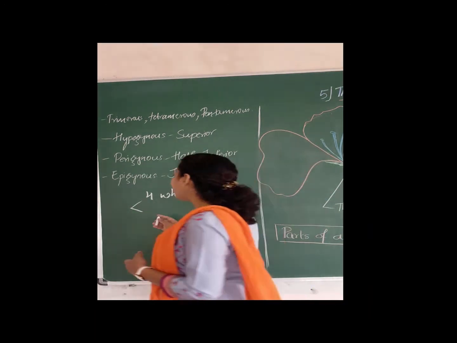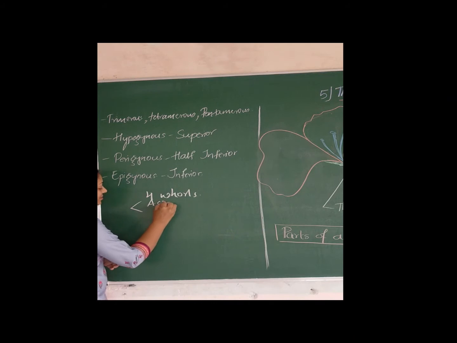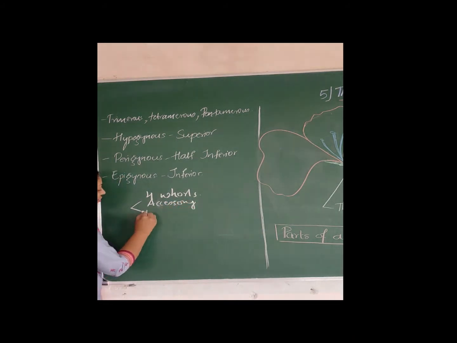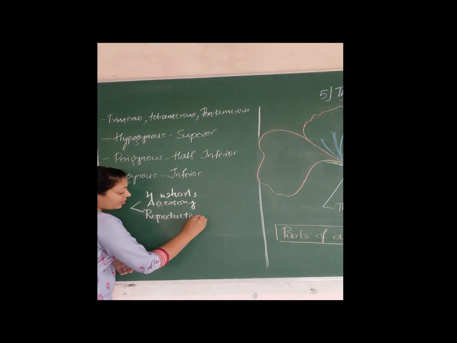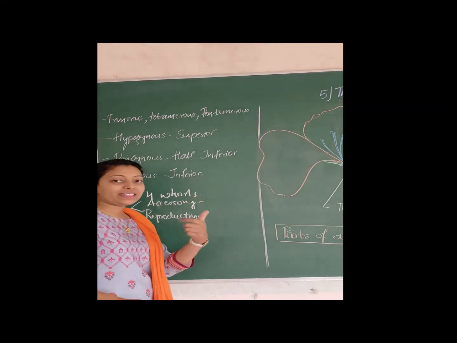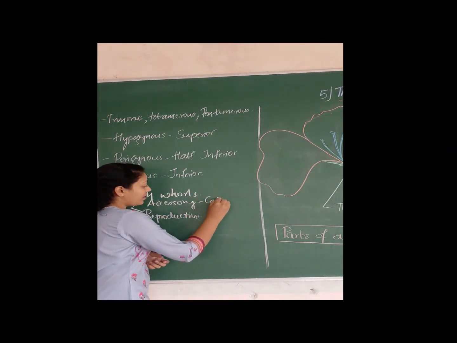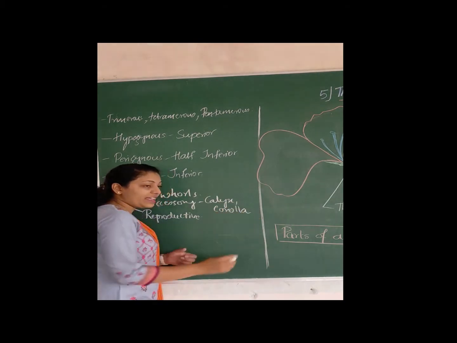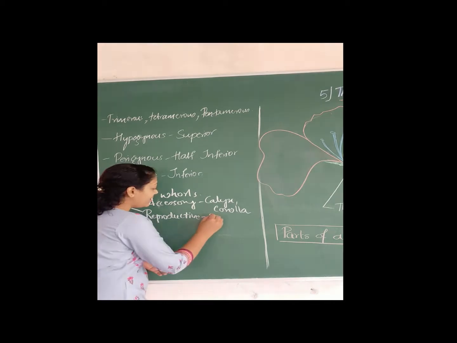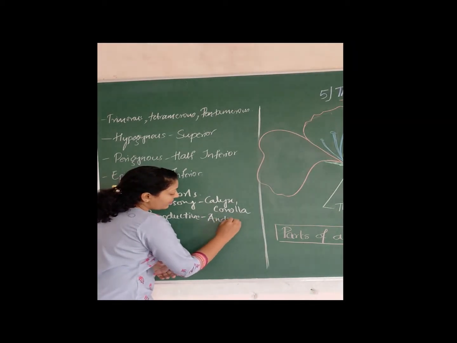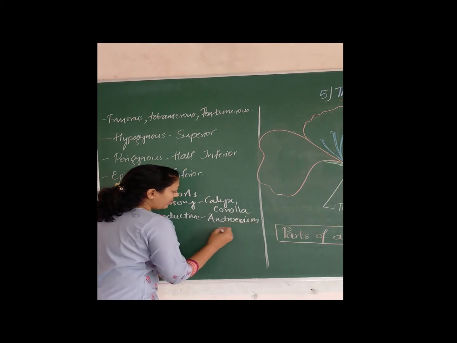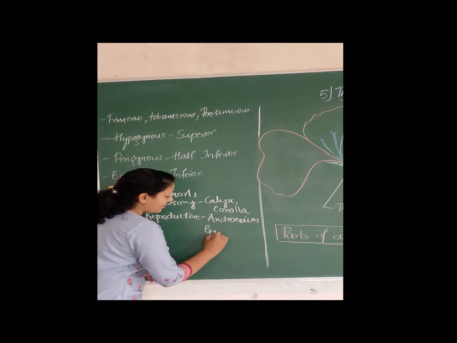So here we get accessory whorls and reproductive whorls. In accessory whorls we get calyx and corolla, whereas in the reproductive whorls, we get androecium and gynoecium.